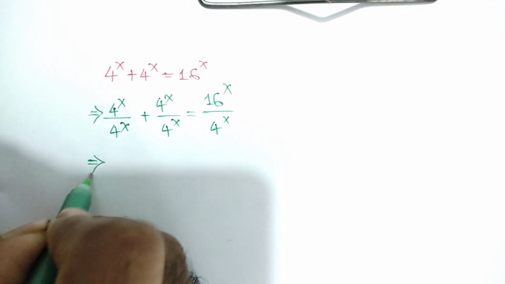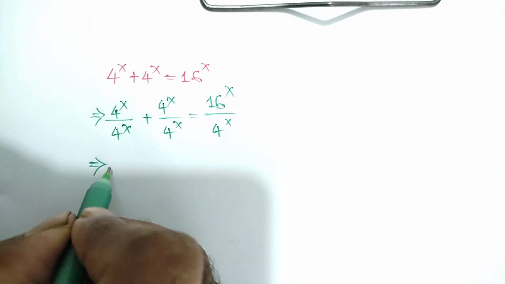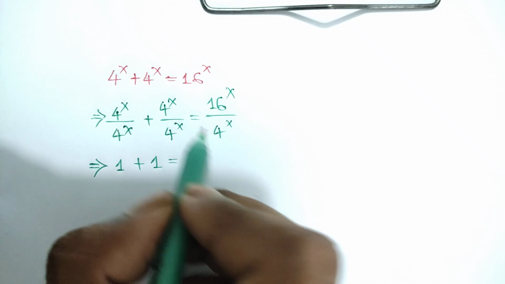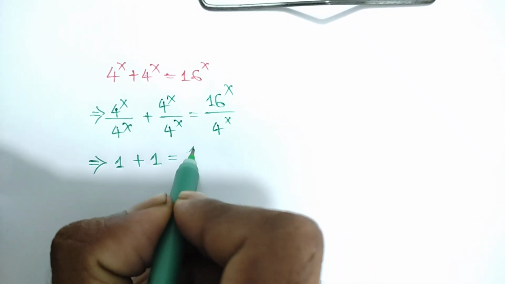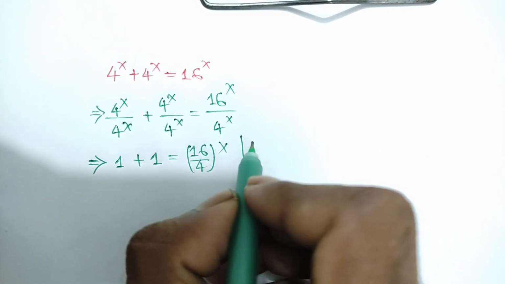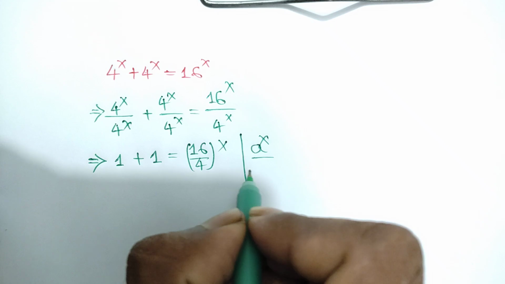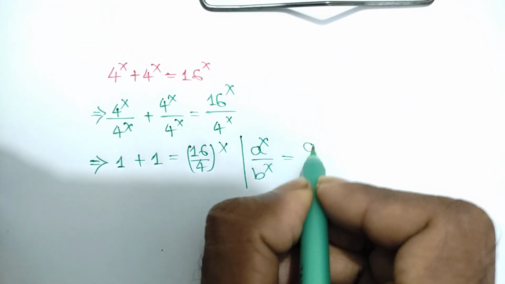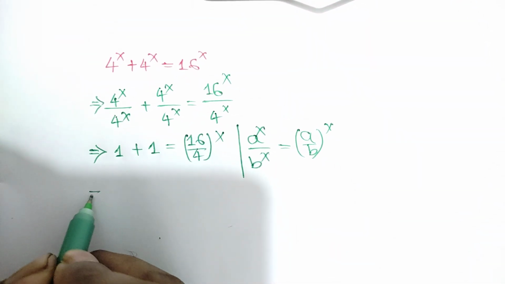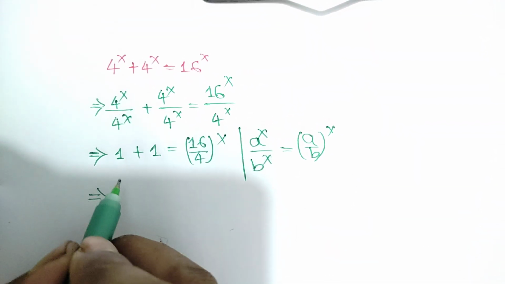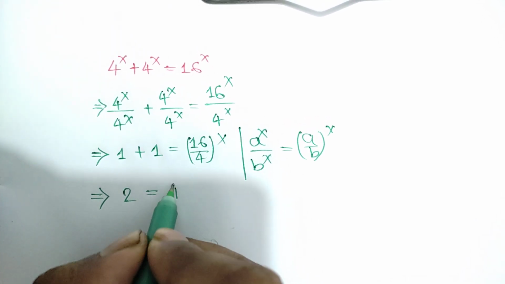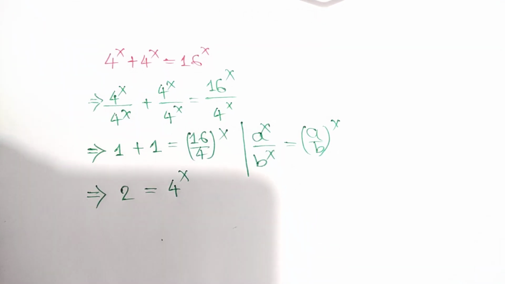This divided by this, it will be remaining 1, plus this divided by this, it will be remaining 1, is equal to, here we can write (16 over 4) whole to the power x, because a to the power x over b to the power x is equal to (a over b) whole to the power x. 1 plus 1 is equal to 2, and 16 divided by 4 it will be remaining 4 to the power x.